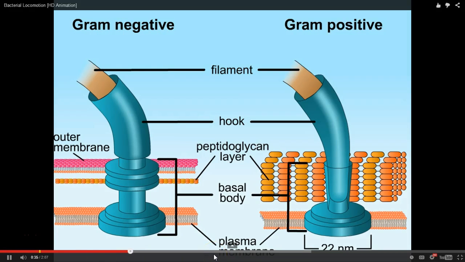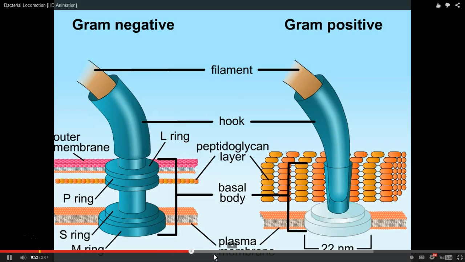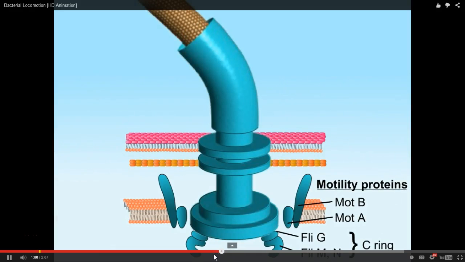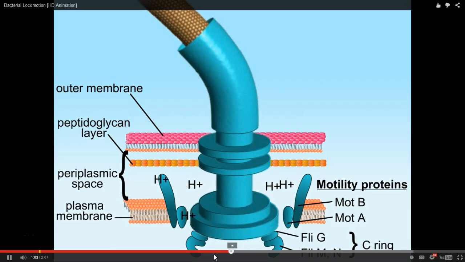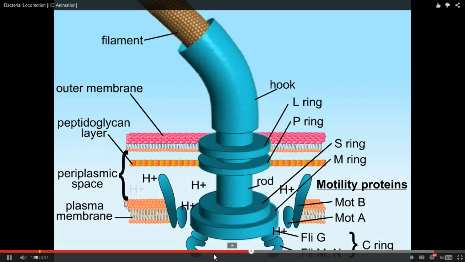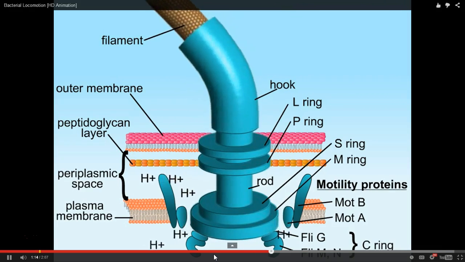The cell body consists of rings that correspond to the layers of the cell envelope, and therefore differ in gram-negative and gram-positive bacteria. In most gram-negative bacteria, there are 4 rings connected to a central rod. Gram-positive bacteria have only 2 basal body rings, one connected to the cell membrane, the other to the cell wall. Motility is mediated by proteins associated with the plasma membrane and basal body, and is powered by the proton motive force associated with the plasma membrane. The filament is a rigid structure which rotates to move the bacterial cell.